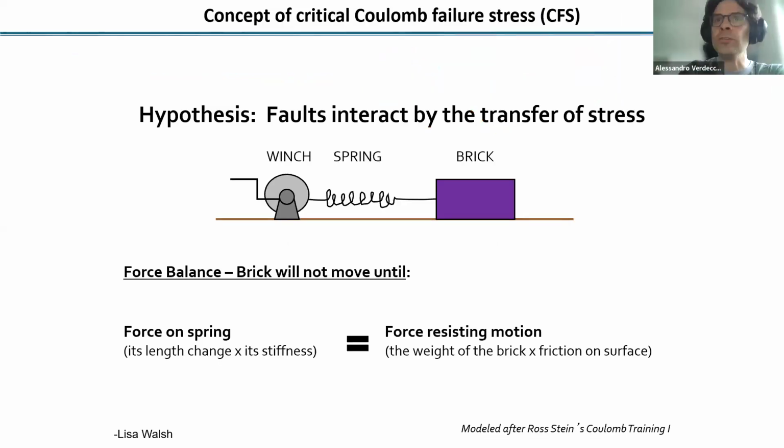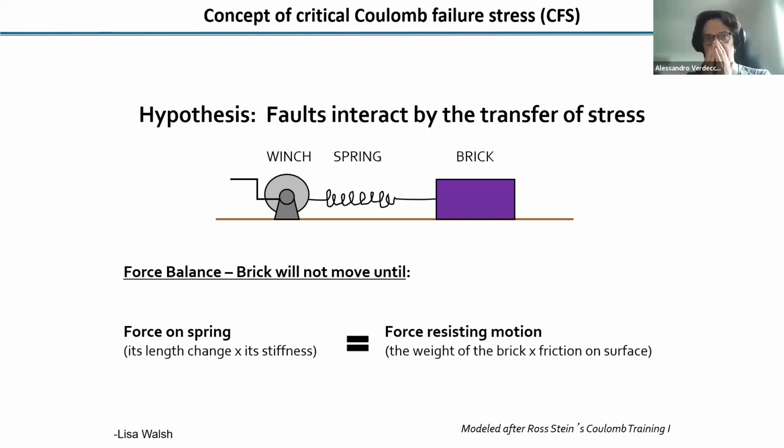So I will start from the basics. I guess it's always good to, as the Romans say, repetita iuvant, to repeat the basics. So when we talk about fault interaction, first of all, we immediately think about the concept of Coulomb failure stress. And the main hypothesis is that the faults interact by transfer of stress.